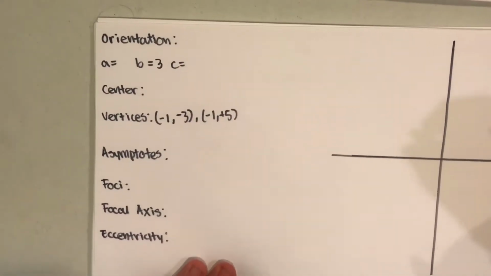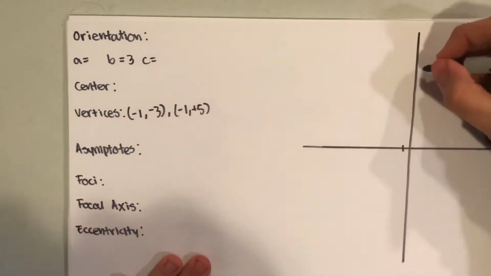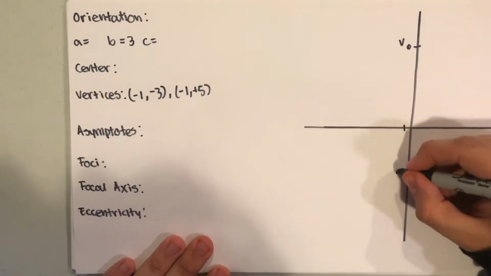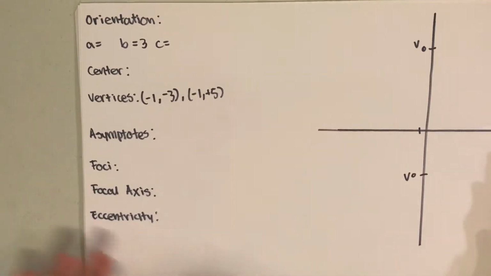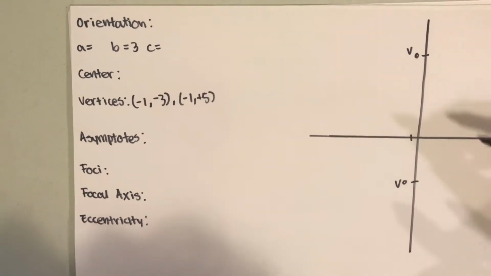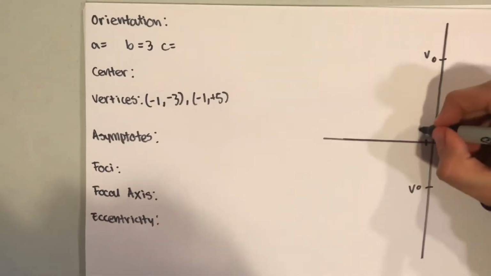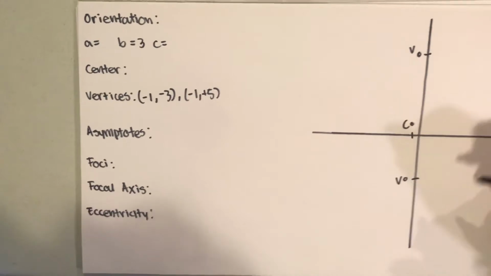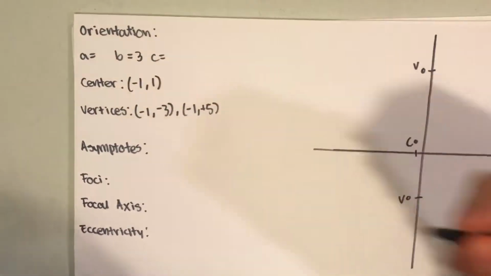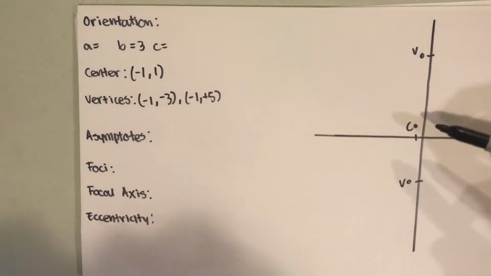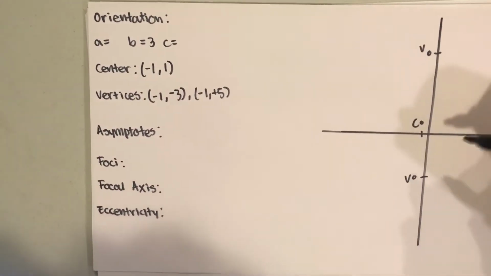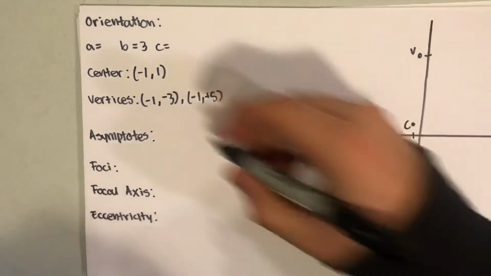Since you know what the vertices are, you could plot them on the graph. You could also find the center by finding the middle of the two vertices. The middle between the two vertices lies at (-1, 1). By finding the center, you could find a, which is the distance between the center and the vertices. And the distance between them is 4.